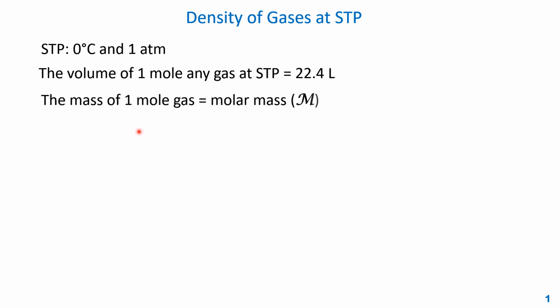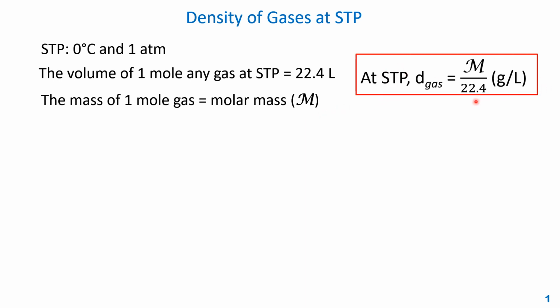And we know the mass of 1 mole of gas is the molar mass in grams per mole. So we can have this formula: the density of a gas at STP equals molar mass divided by molar volume. That is molar mass divided by 22.4. The unit is grams per liter. So using this formula, we can calculate the density of any gas at STP, in just one step.